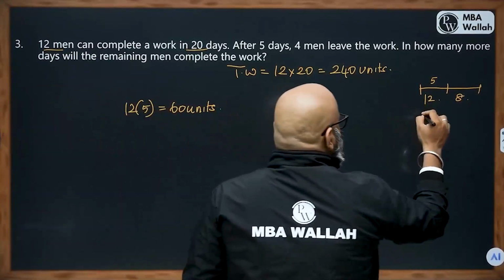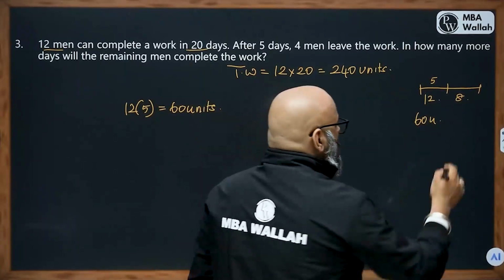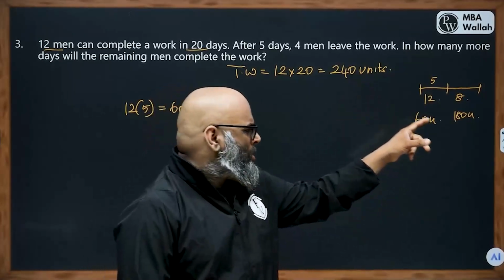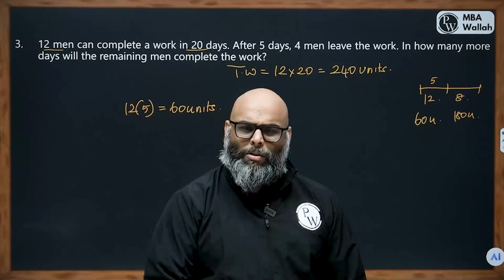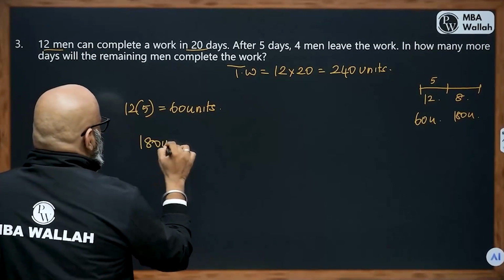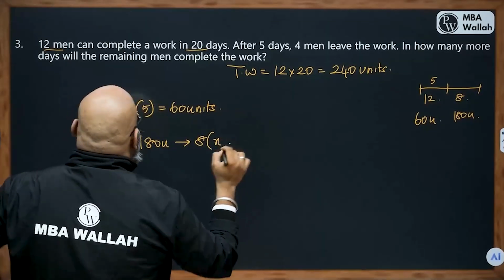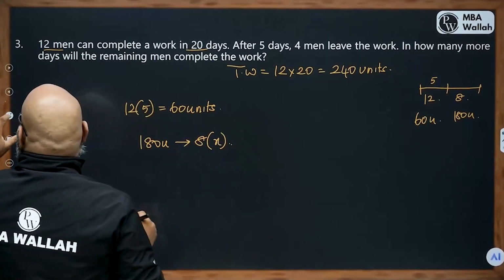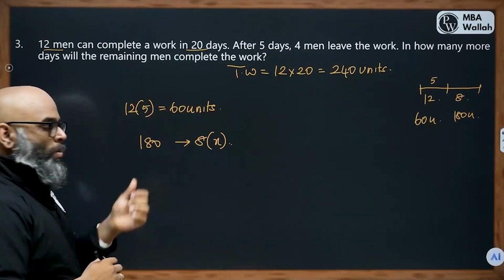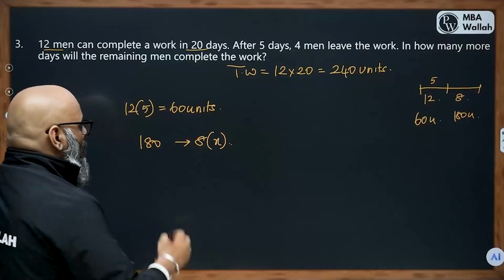So in this case, 60 units done. But we still have 180 units to be completed. Out of 240 units, we still need to get 180 units, which we'll have to find. So this 180 units will be completed by 8 men working for X days. Let me remove this U, we don't want to have a variable while solving. This 180 is completed by 8 men working for X days. So what will be X?